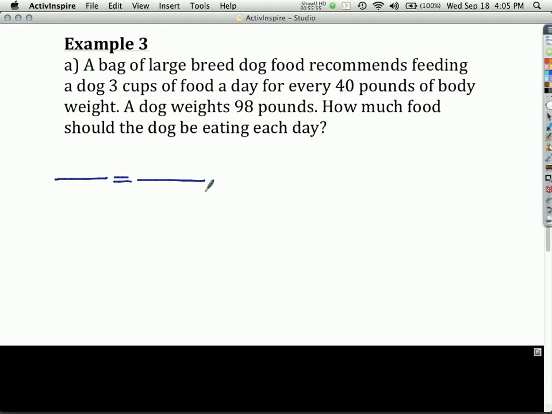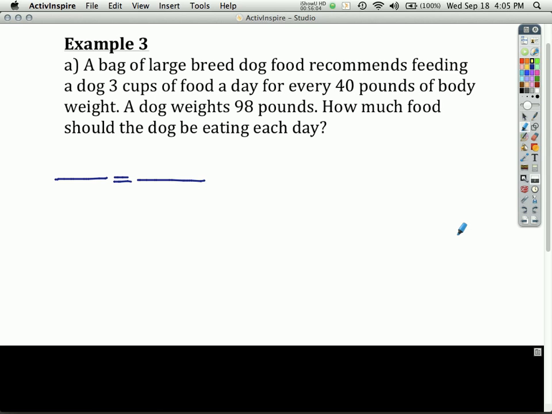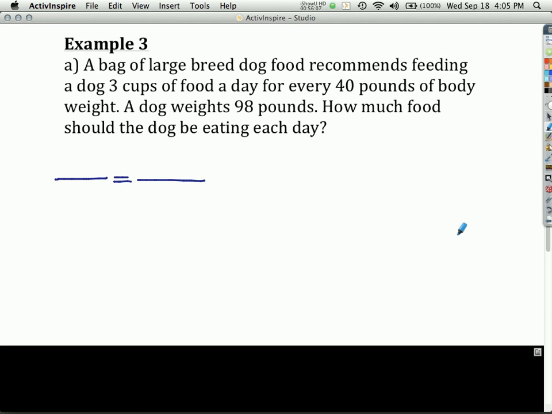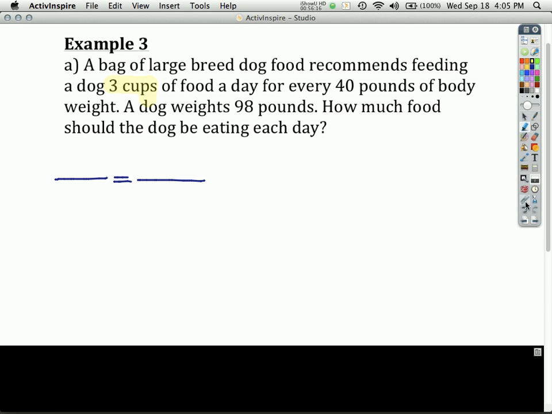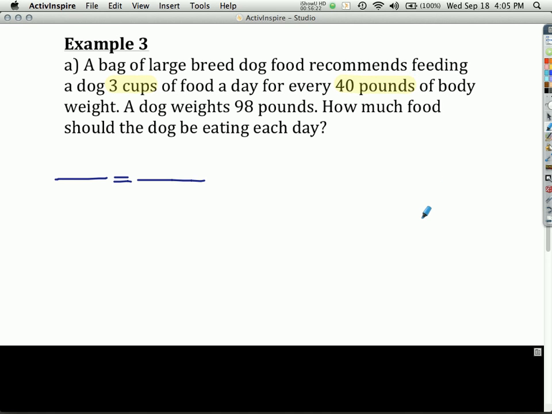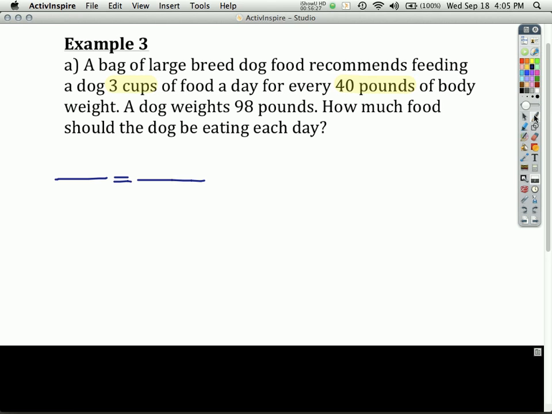For it to be a proportion, we need 2 ratios. Forget about the second one. I just want 1 ratio. Can someone help us, or several people help us, pick out some information and form a ratio with it? Nathaniel? 3/40. Well, 3 cups of food for every 40 pounds of body weight, and since it's all within one sentence, and it's all talking about one dog, that does lead you to believe that that would make a good ratio.